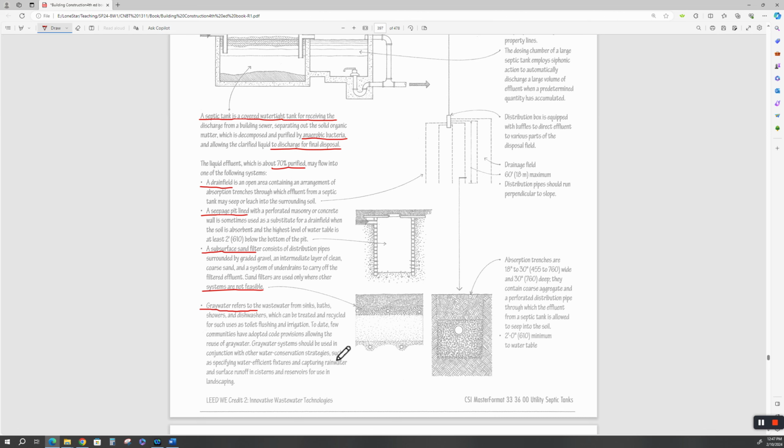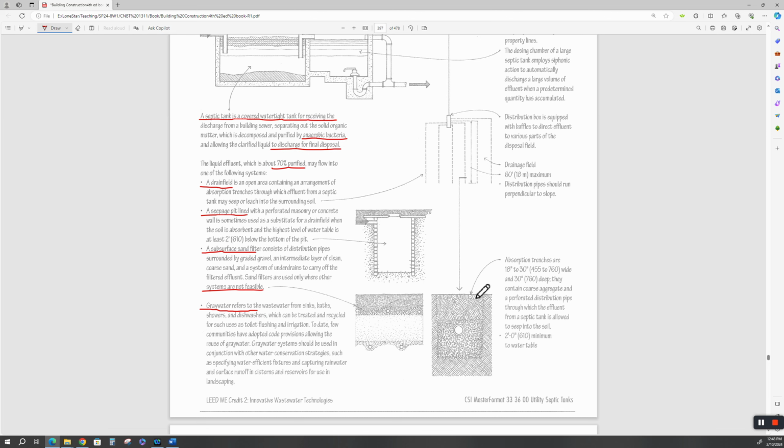Gray water systems should be used in conjunction with other water conservation strategies, such as specifying water efficient fixtures and capturing rainwater and surface runoff for cisterns. And all a cistern is, is a hole in the ground or a tank sitting off to the side that catches your rainwater. Use it for landscaping. But again, it depends on how bad your gray water is. Your water has to be analyzed.